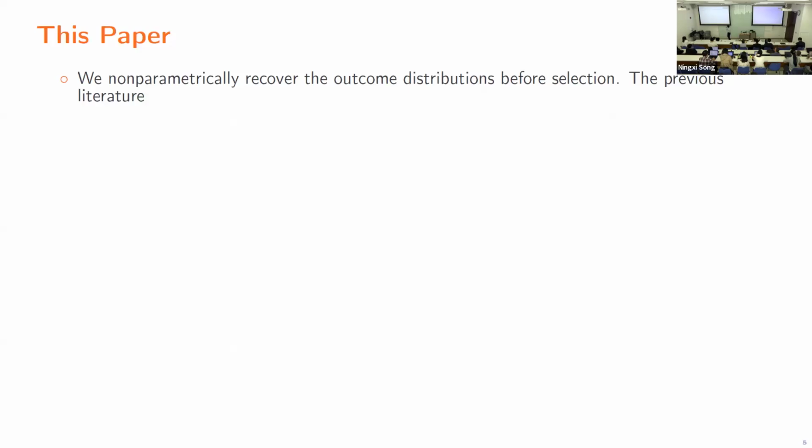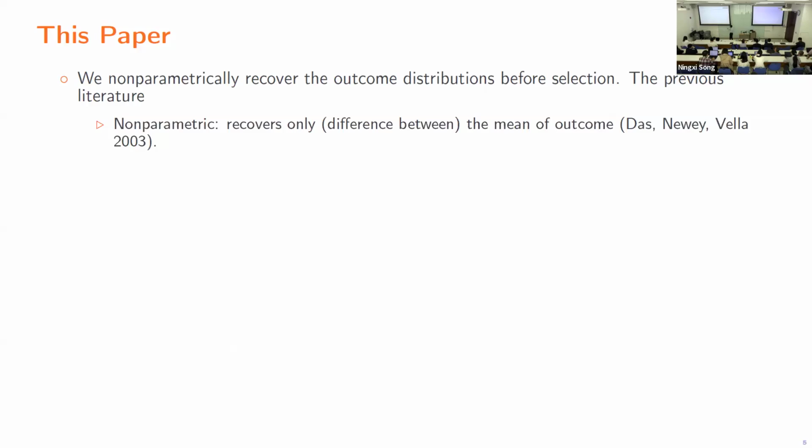So in this paper, we want to non-parametrically recover the outcome distribution before the selection occurs. Sometimes in the literature, this is called the potential outcome distribution. And the previous literature tackles this selection problem in two ways.